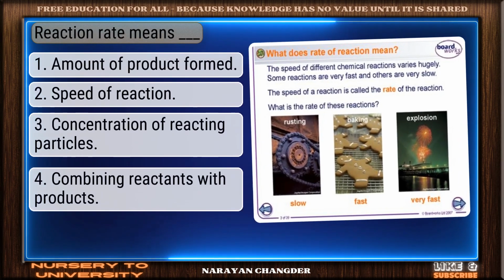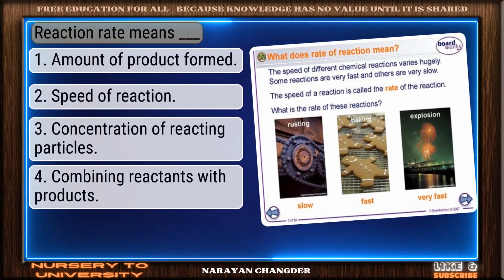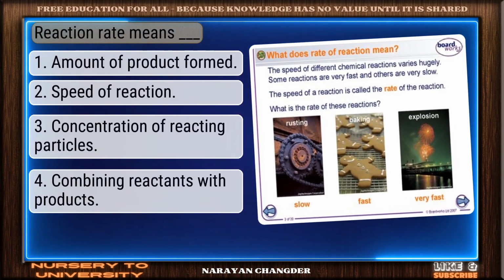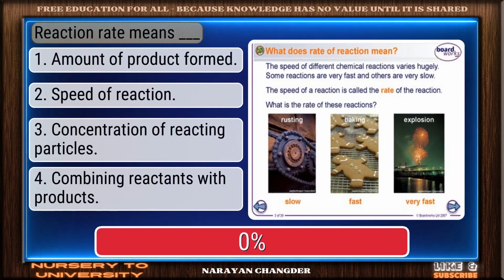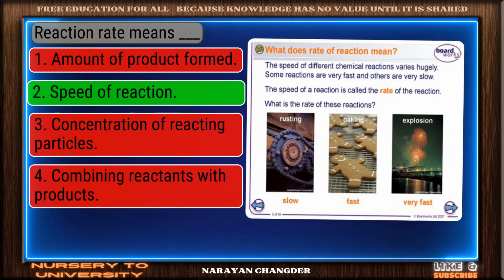Reaction rate means dash. Option 1, amount of product formed. Option 2, speed of reaction. Option 3, concentration of reacting particles. Option 4, combining reactants with products. That's it, speed of reaction.